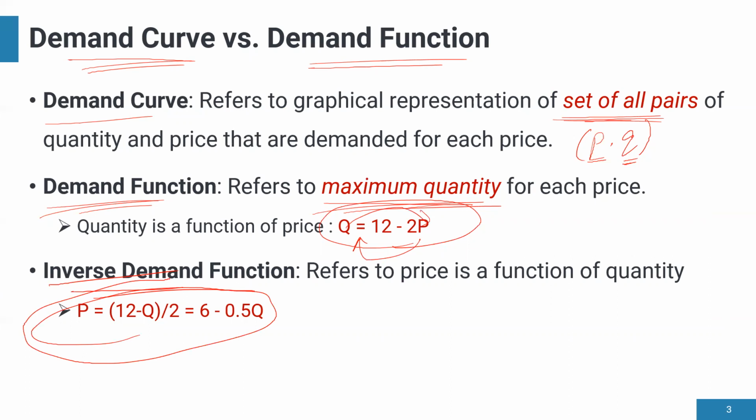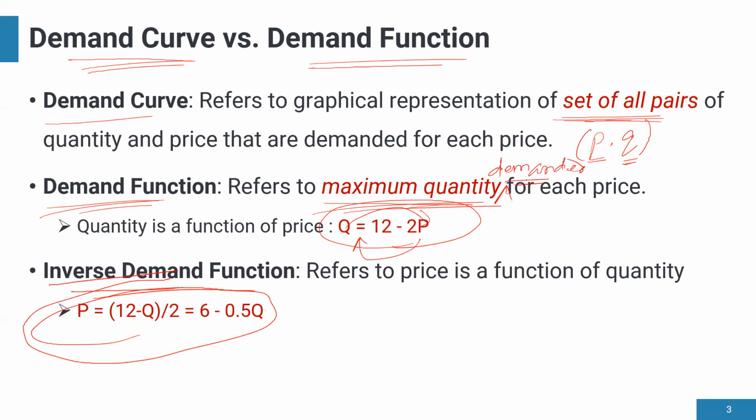So you got what the demand curve is: the set of all pairs of quantity and prices that are demanded for each price. Then the demand function is the maximum quantity demanded for each price. And the inverse demand function is just writing P as a function of Q. This is the maximum quantity, if you see here, that is demanded.